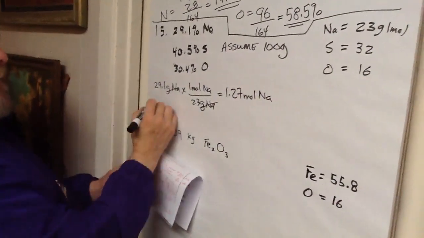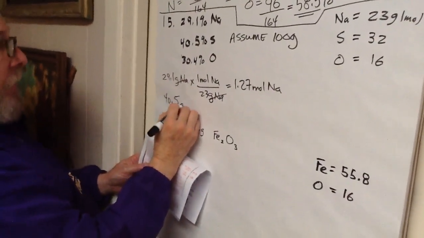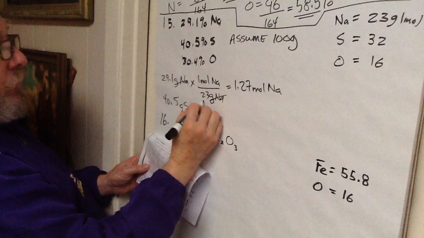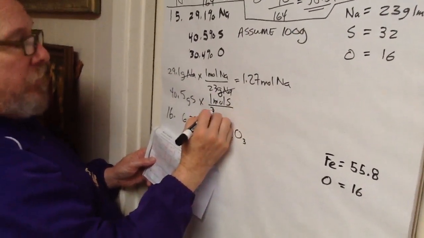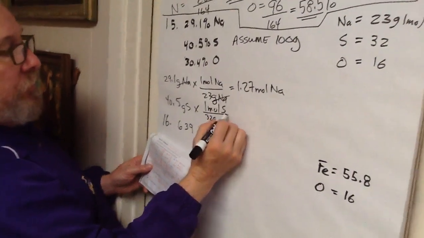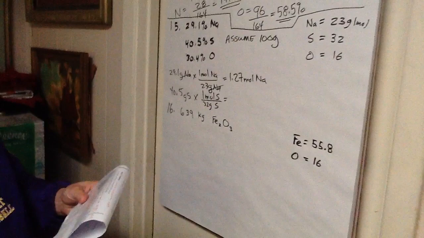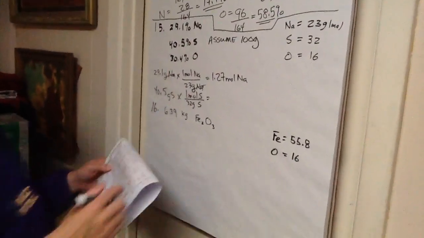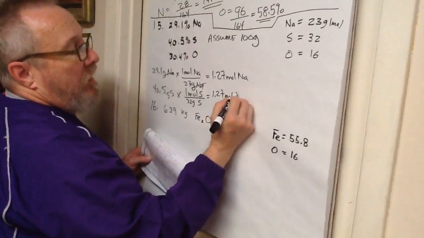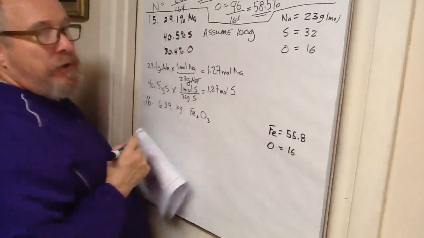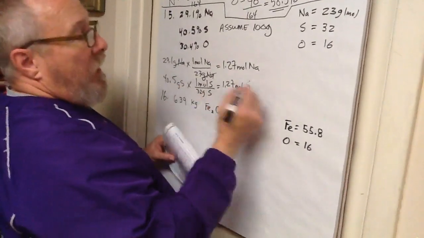And then I have 40.5 grams of sulfur times 1 mole of sulfur per 32 grams of sulfur. And that, if I do the math, surprisingly gives me what? 1.27 moles of sulfur. And then the last one is oxygen.